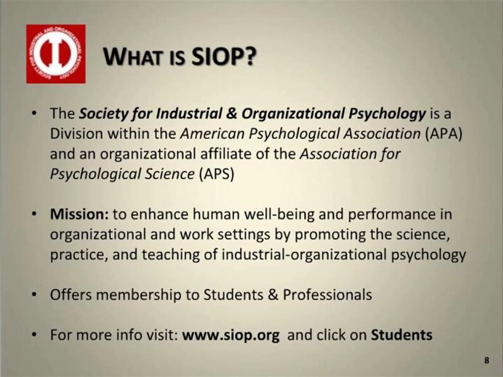Now, a little bit about SIOP. SIOP is the Society for Industrial and Organizational Psychology. It's a division of the APA, affiliated with the APS, and the mission is to enhance human well-being and performance in organizational and work settings by promoting the science, practice, and teaching of industrial and organizational psychology. Memberships are offered to both students and professionals within the discipline, and you can find more information about SIOP by going to SIOP.org and clicking on the students section.